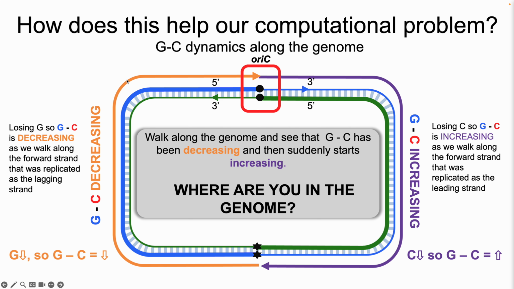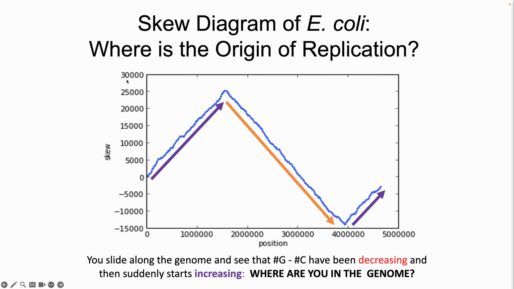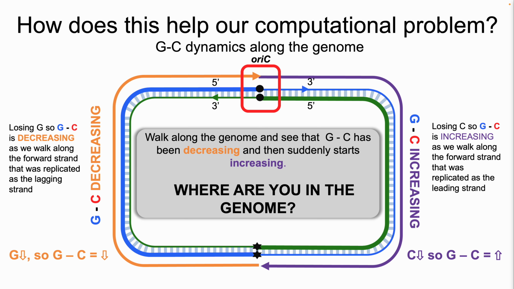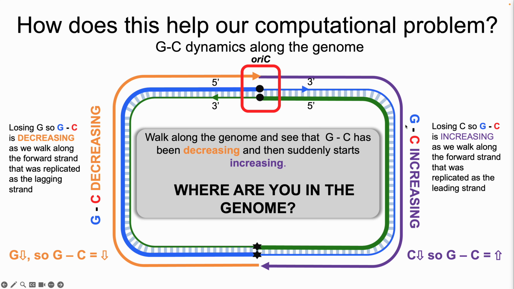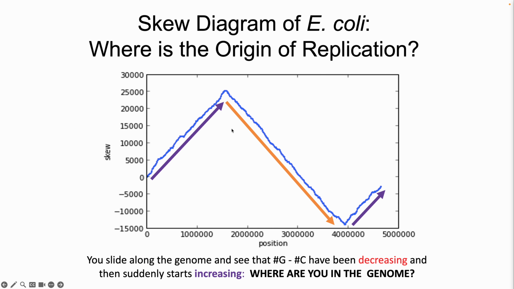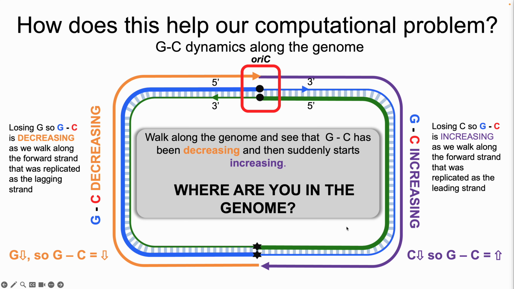Okay, so this is a little easier to visualize graphically. Here in these two, I've drawn the purple and the orange just to map it onto this graphic. So as we scan along the genome, our G minus C is going up, up, up, as we scan around this side, and then it goes down. And it's at that inflection point where we expect the ORIC to be, okay? So that's this inflection point right here.